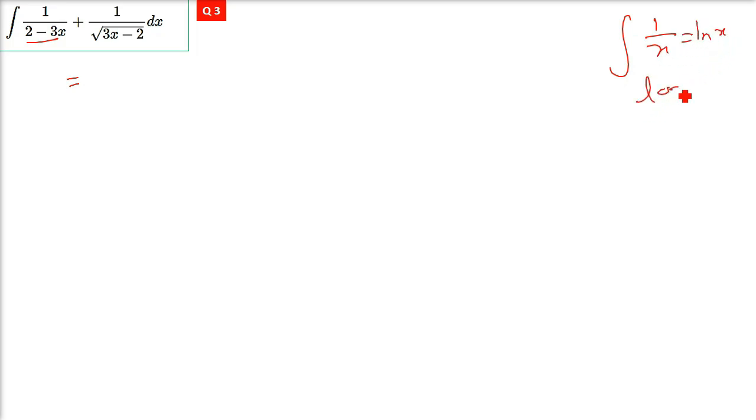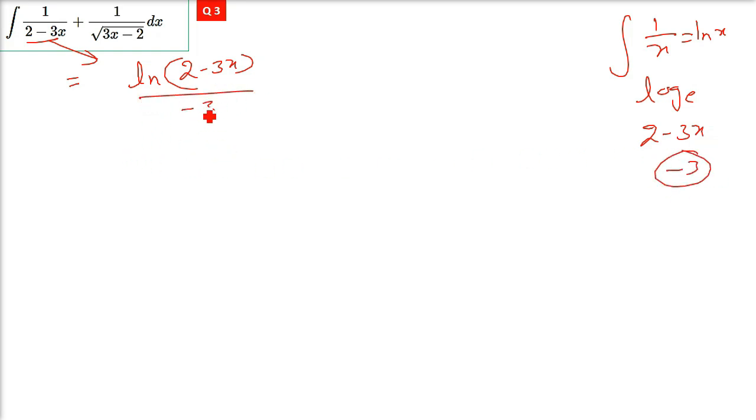Consider this 2 minus 3x as simple x, because we can differentiate this and put this negative 3 in the denominator. What I am trying to suggest here is 1 by 2 minus 3x integration will be ln 2 minus 3x, then we have to differentiate this. This is negative 3, and that has to be kept in the denominator. This is how it is done.